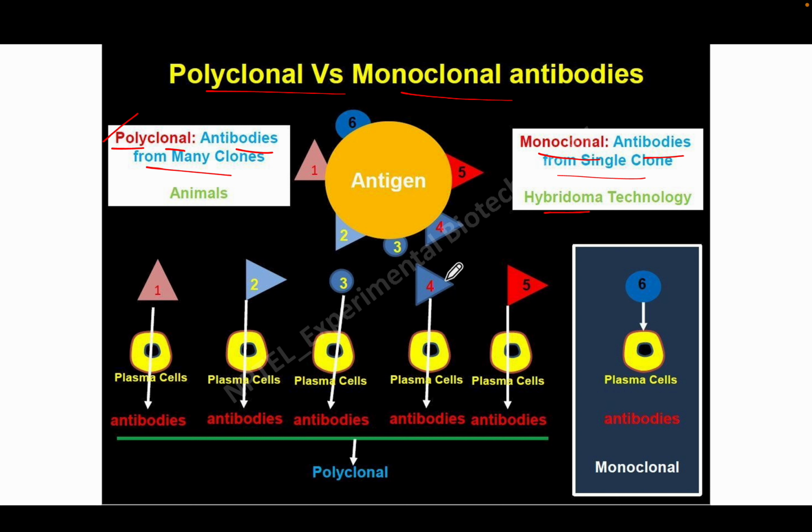So this is the antigen, and it has different epitopes, 1, 2, 3, 4, 5, 6. What is happening? These are different plasma cells, and they are producing antibodies against different epitopes. So you are getting antibodies against this antigen from different epitopes, that means from many clones of B cells. That is polyclonal. But if only one plasma cell is producing antibodies against this antigen, it is called monoclonal.